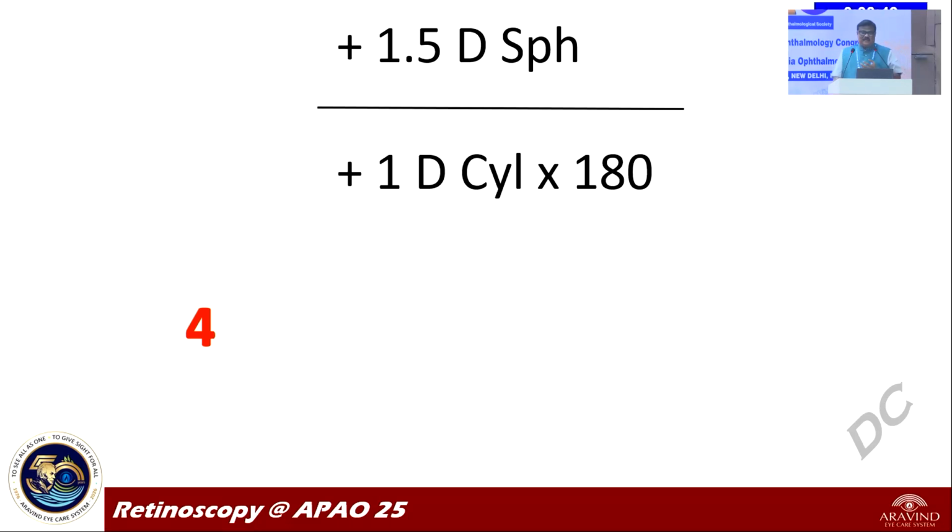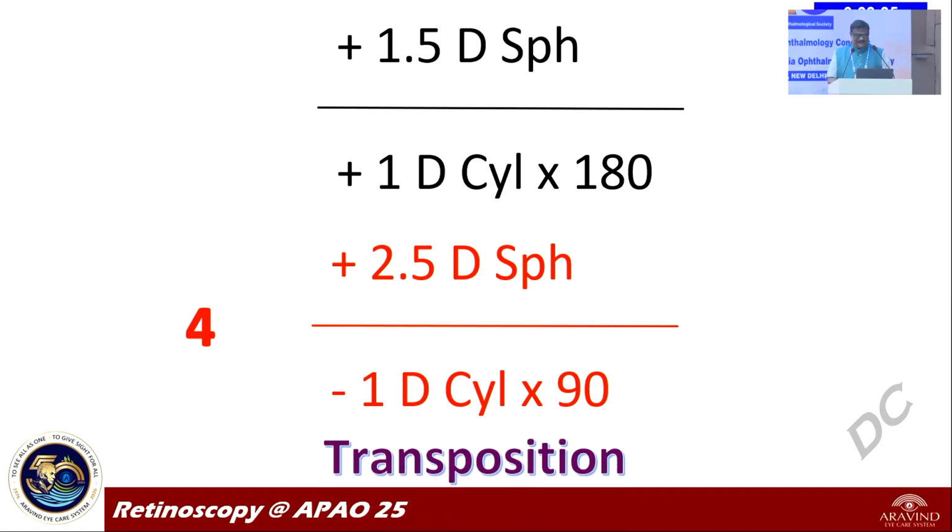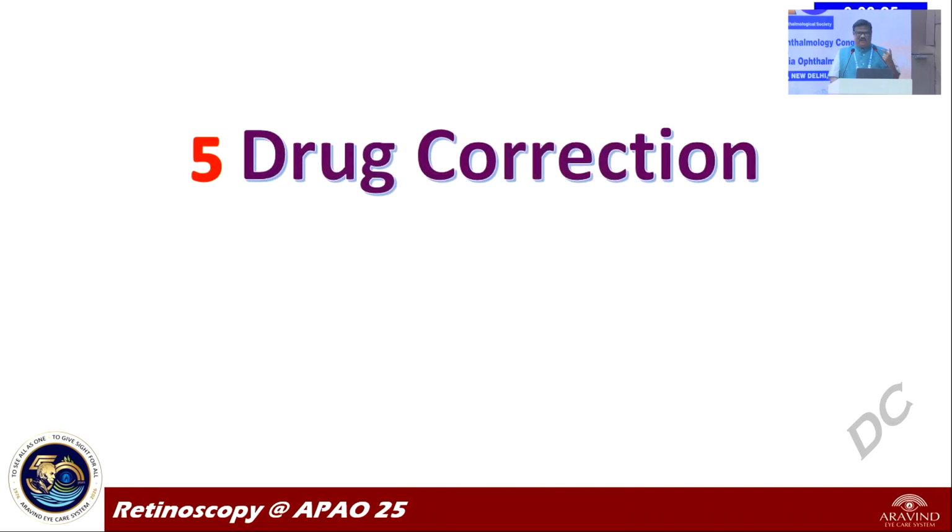Now what is the idea? Both are equal powers, but the minus cylinder is better acceptable than a plus cylinder. So how will you transpose? Add both, plus 1.5 and plus 1 is equal to plus 2.5, and reverse the sign and the axis. It will become minus 1 at 90. This is a simple spherocylindrical transposition. Now I have got the same power with a minus cylinder.